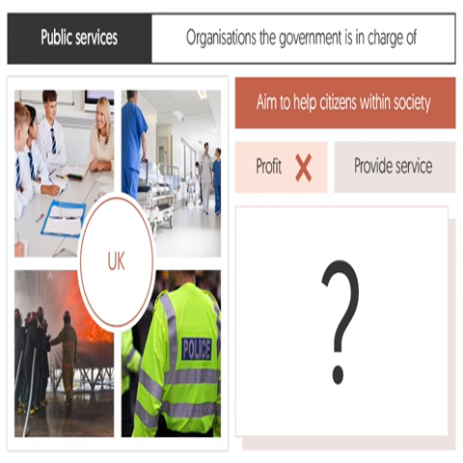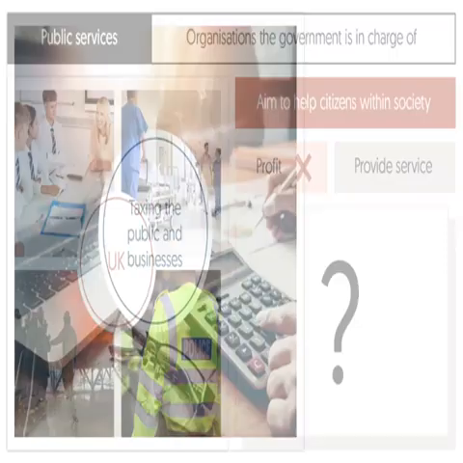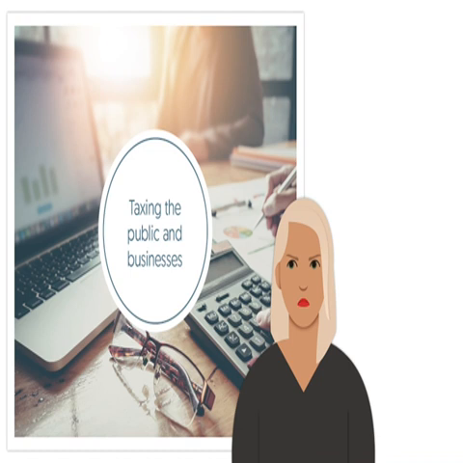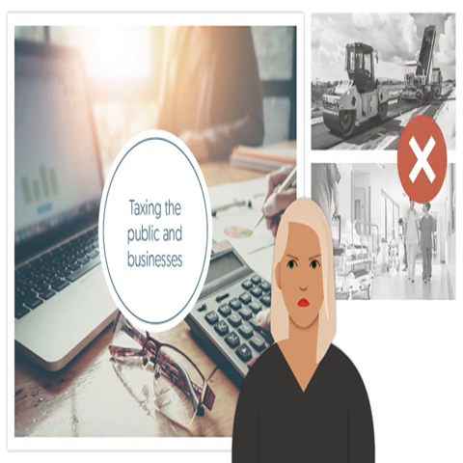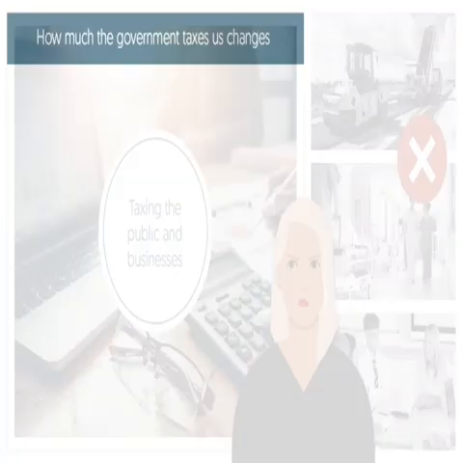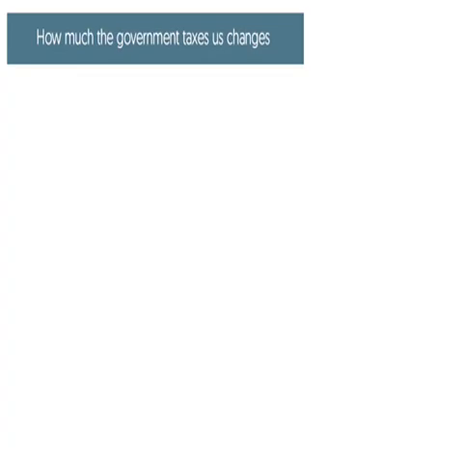But how does the government pay for things like public services and infrastructure? Well, through taxing the public and businesses. People are never happy with tax, but without it, the government wouldn't have any money for anything within the country. Roads wouldn't get repaired, hospitals would close, there would be no free education, and so on. So, tax is necessary. How much the government taxes us does change, though.